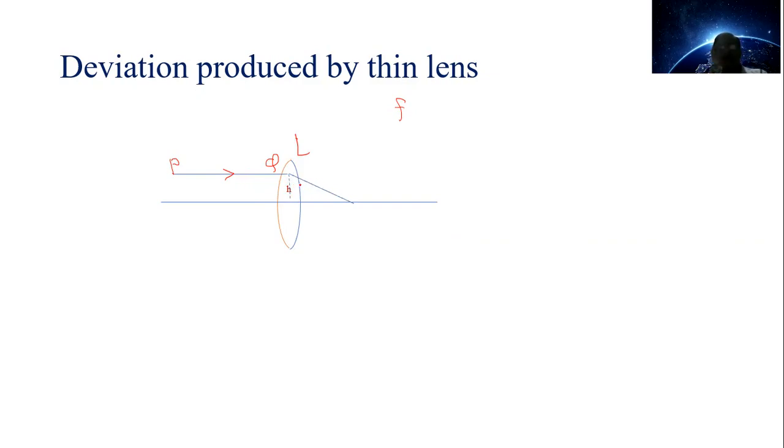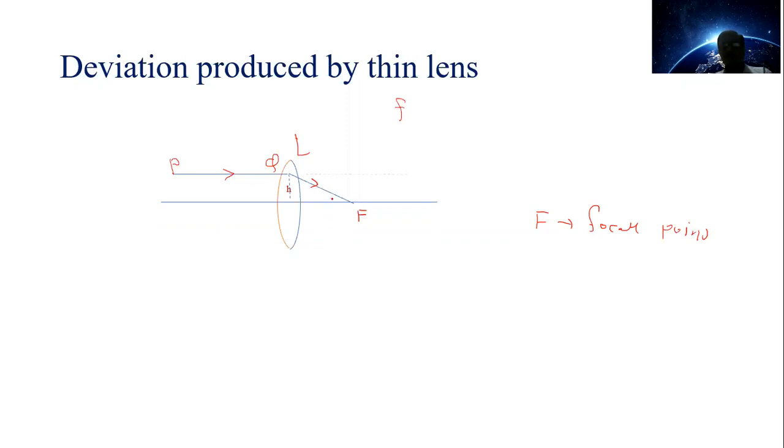The light ray changes its path, that we can see here, and it travels along the path QF. F is what? F is the focus point or focal point of the lens. What do we call F? Focus or focal point. Focal point of the lens.